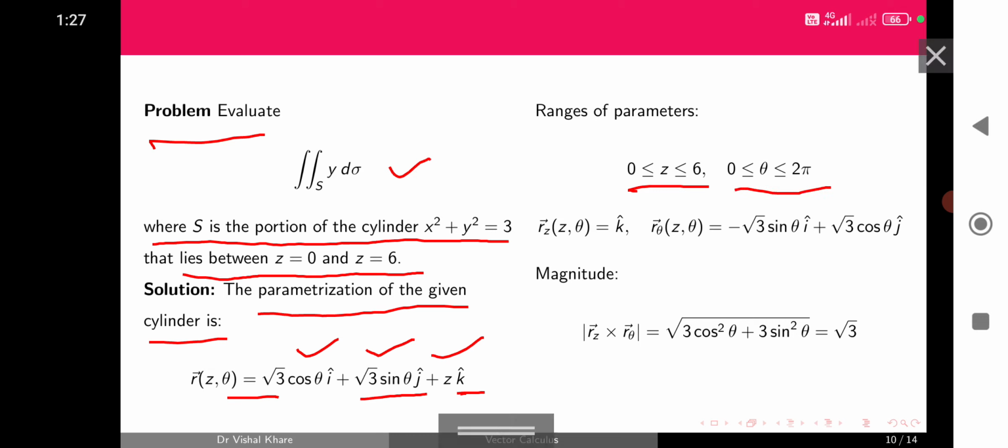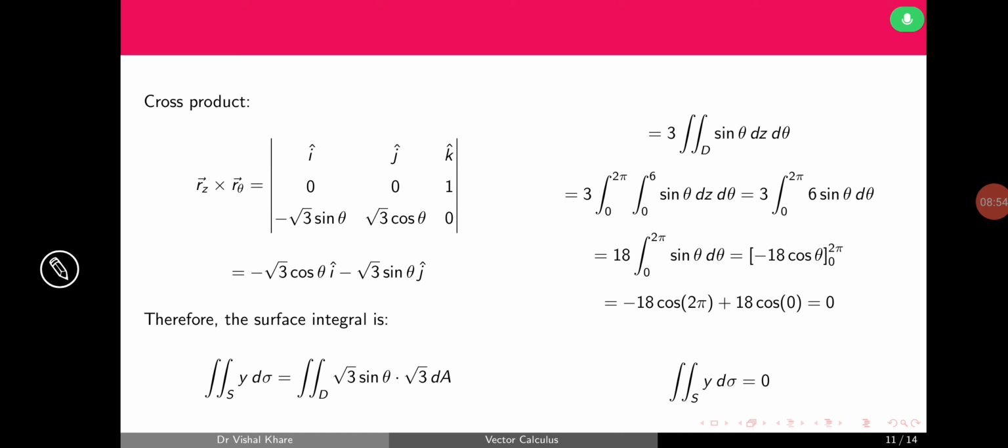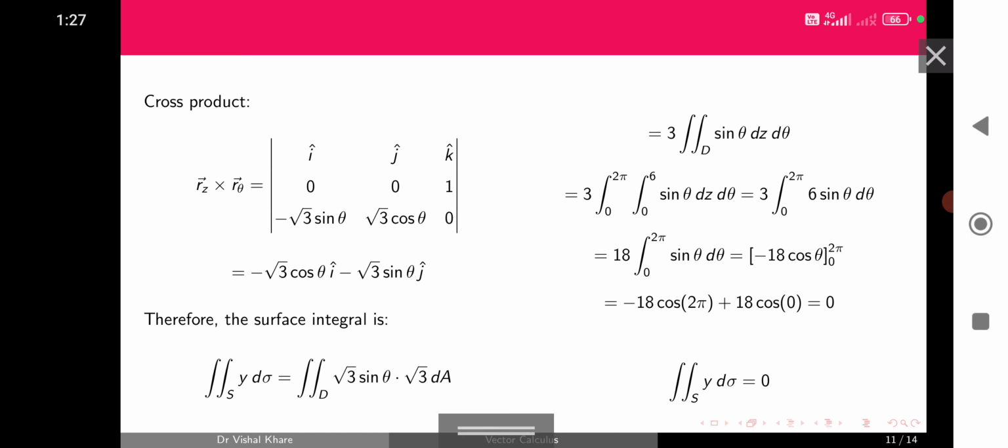So we find del r by del z, which is equal to k, and del r by del theta, which is equal to this. We find the magnitude, which is equal to root 3, and then we find del r by del z cross del r by del theta, which is equal to minus root 3 cos theta i minus root 3 sin theta j. We put all these values in this formula and solving step by step, we get the answer 0. So the double integration y d sigma is equal to 0. This is the final answer.